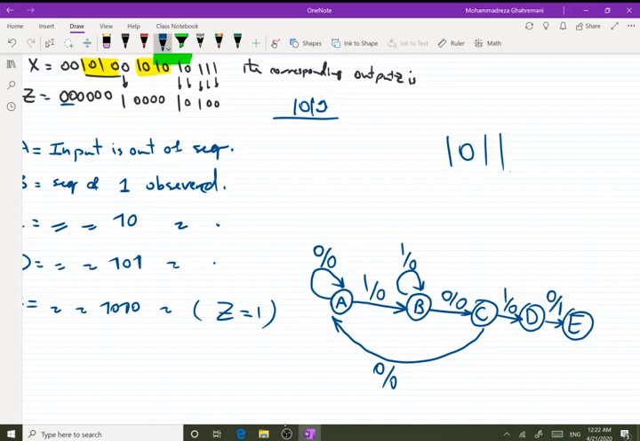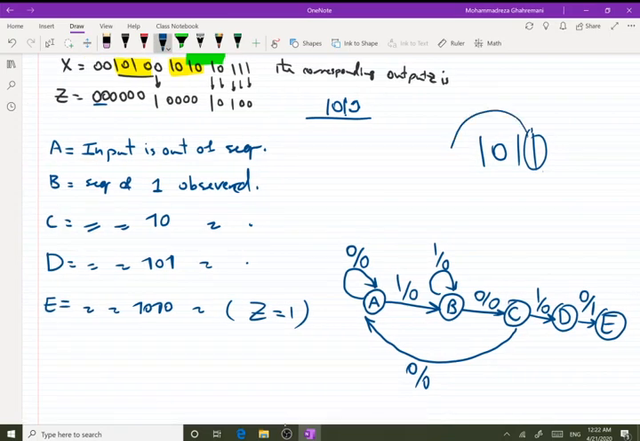Okay, what if in state D, 1 0 1, 1 is observed instead of 0? In this situation, because 1 is observed, the system will be moved back to state B. So if we are in state D and 1 is observed, the system will go back to state B and the output is 0.